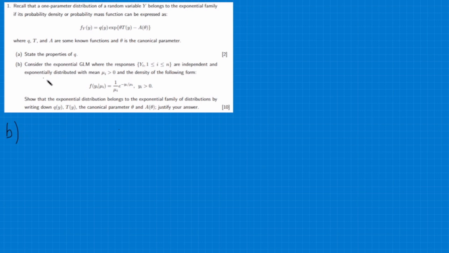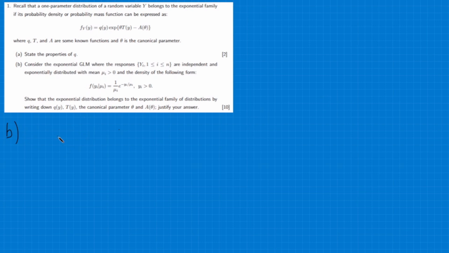For B it says consider the exponential GLM where the responses yi, where i is between 1 and n, are independent and exponentially distributed with a mean of mu which is greater than 0, and the densities follow this form. Show that the exponential distribution belongs to the exponential family by writing down q(y), t(y), the canonical parameter theta and a(theta). So essentially we want to get this form into this. We need to rewrite it into this form.